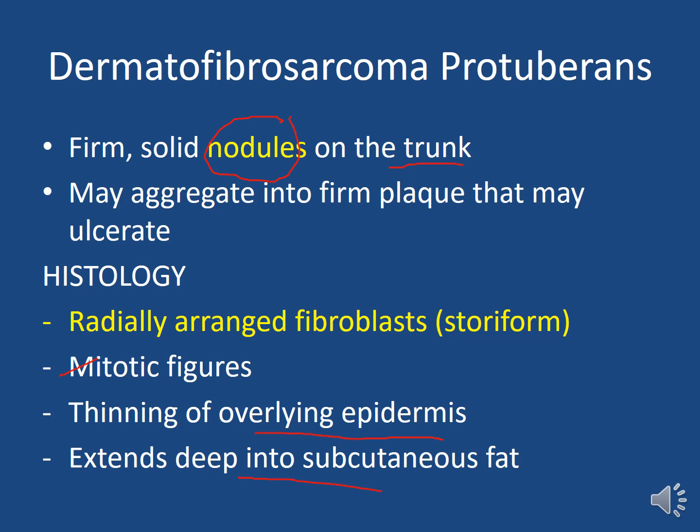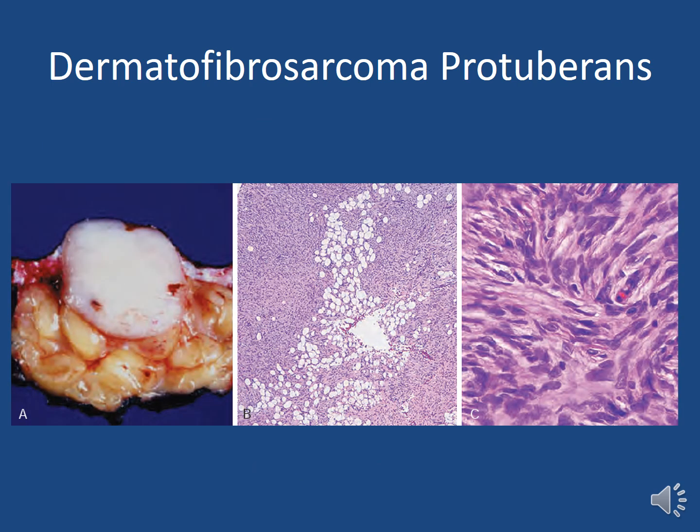This is the characteristic pattern that you need to be able to see under the microscope to come up with the diagnosis of this condition, dermatofibrosarcoma protuberans. The malignant fibroblasts are arranged in a radial fashion, which is characteristically termed storiform pattern. This is the tumor located in the dermis, extending into the subcutis, pushing the epidermis above it. That is why the epidermis becomes thinned in this condition.